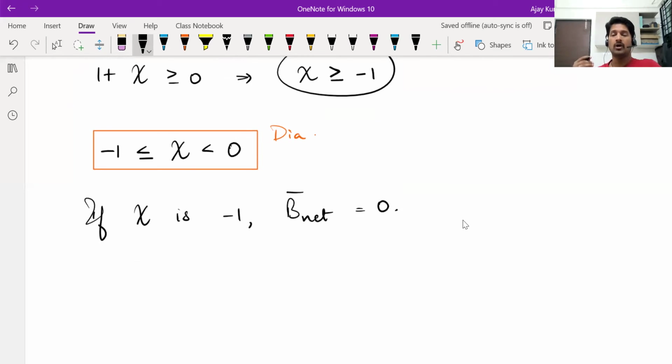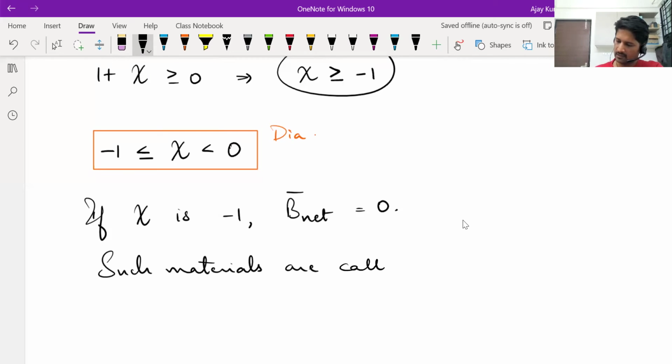This is something like what conductors do to an electric field. When you place a conductor in an external field, the charge redistribution happens in such a way that the conductor cancels the external field. The net field in the conductor will become 0. So if that happens in magnetism, we call such materials, do any of you know the name? Materials which totally cancel the magnetic field are called superconductors.